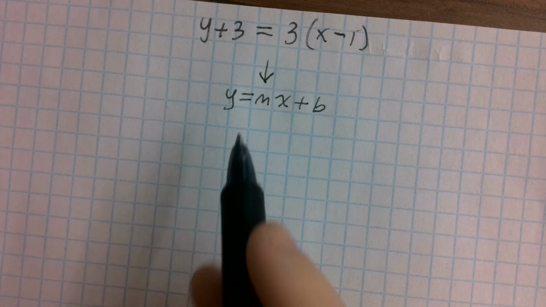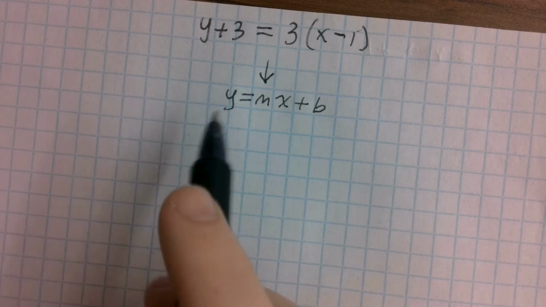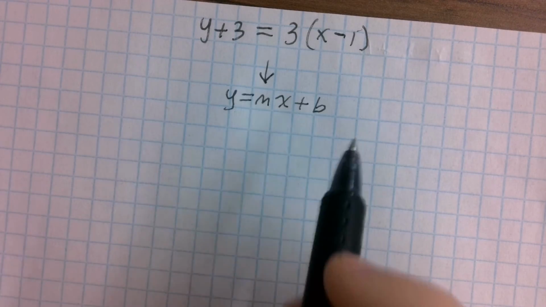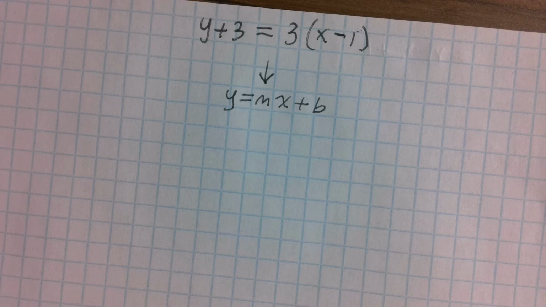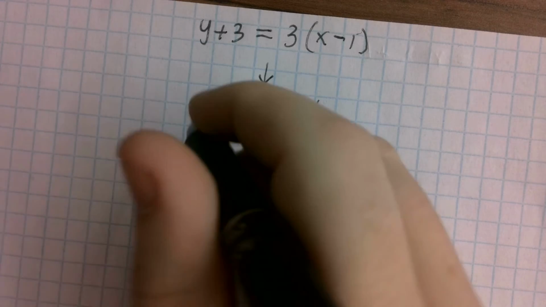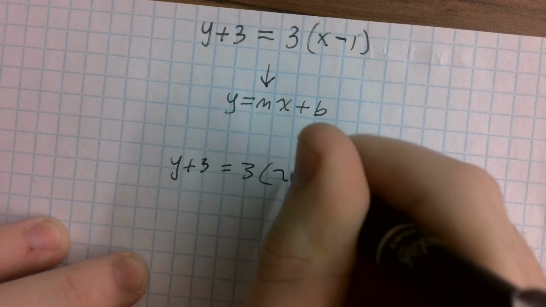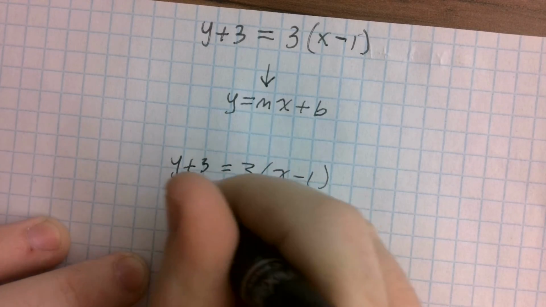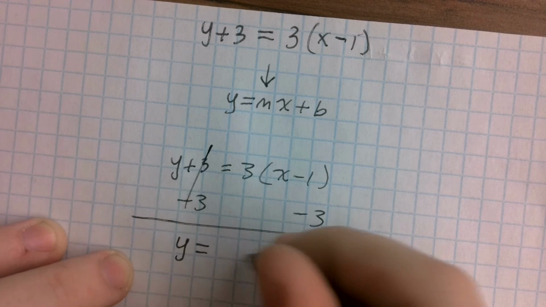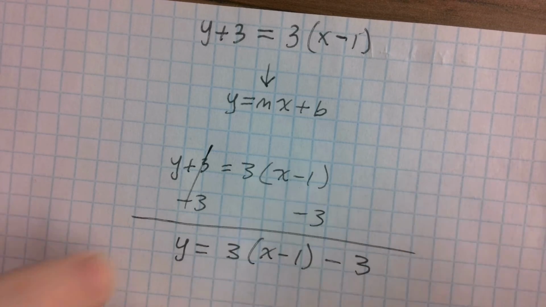Well, it looks like in this bottom form here, not too much is different. First things first, though, y is going to end up being all by itself, and there's going to be no parentheses. So our goal will be to get rid of both of those things. How do we get rid of a plus 3 if it's attached to our y? Well, to get rid of plus 3, let's minus 3 from both sides. Minus 3 and minus 3. That'll give us y equals 3 times x minus 1 minus 3.